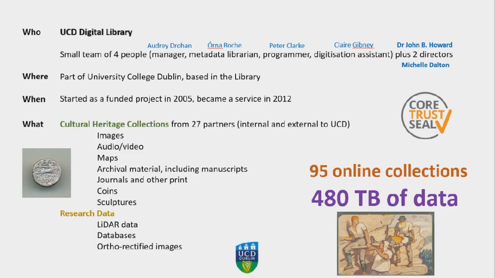Okay, this slide has just some background about the UCT Digital Library. We have a lot of digitised and born digital material from over 27 different partners, and we're currently curating about 480 terabytes of data. Almost all of our collections are open access and adhere for the most part to the FAIR principles. This year we were able to renew the Trusted Digital Repository certification, so we're very pleased with that.